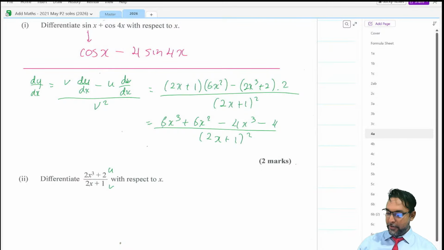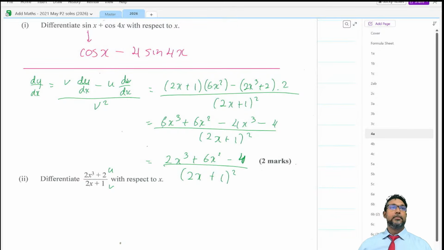Six x cubed minus 4x cubed will give us 2x cubed plus 6x squared minus 4 all over 2x plus 1 squared. Yeah, so what's your story with that one? No, I have it down, but I just don't have one thing. 2x by 6x squared is 12x cubed. Which part? The first. 12, right? Okay, 12. And then you got 8x cubed at the end.